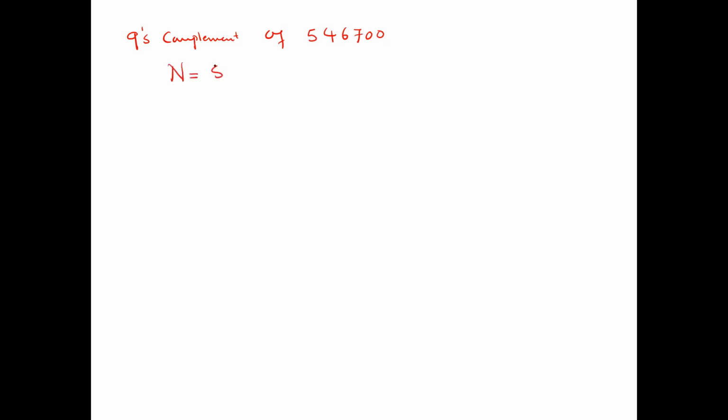It is a given value, 54670. And what is the small n value? That will represent the number of digits. How many digits do we have? 1, 2, 3, 4, 5, 6. So 6. And what is the value of r? That is the radix, 10. So this number is in the decimal number system. Only for the decimal number system can I find the nines complement.